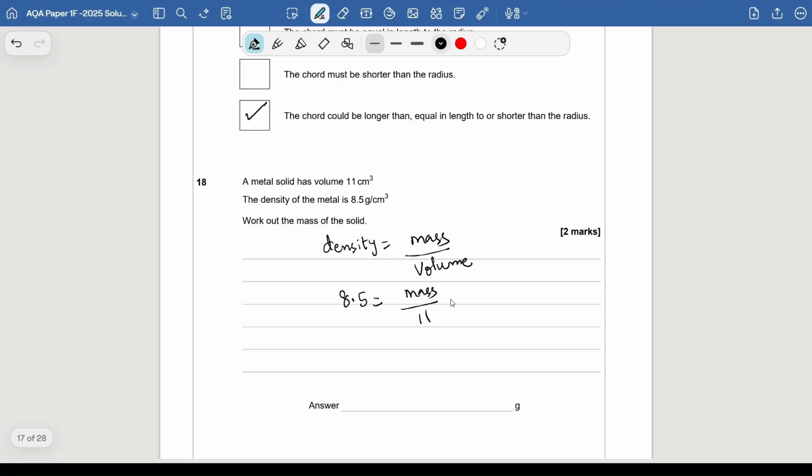To figure out mass, we need to multiply by 11 on both sides. So this cancels out. We have 8.5 times 11 gives you the mass. 5 times 1 is 5, 8 times 1 is 8, 5, 8, so 5, 13. So that's 93.5 grams, which is the mass of the solid.